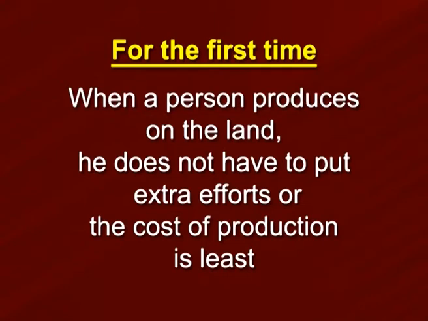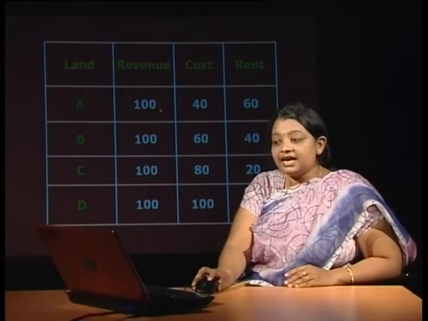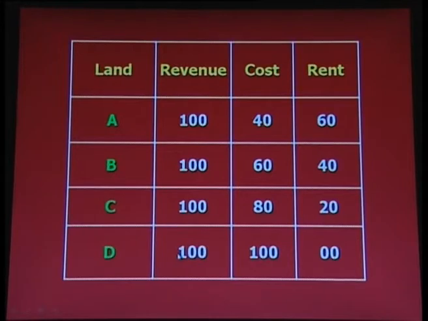For the first time, when a person produces on the land, he does not have to put in extra efforts, or the cost of production is least. Therefore, in this case, we can see that revenue earned by the producer is the same every time, but cost increases with the increase in production time. For the first time, the cost remains 40, second time it increases and becomes 60, third time it becomes 80, and last it becomes 100. When the cost is equal to revenue, the producer will stop the production activity.